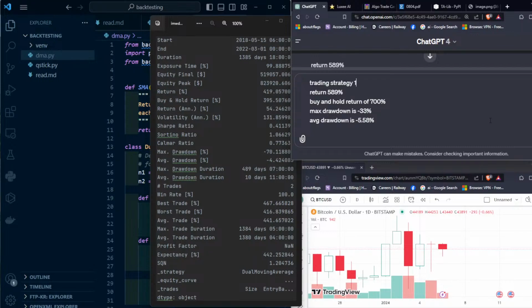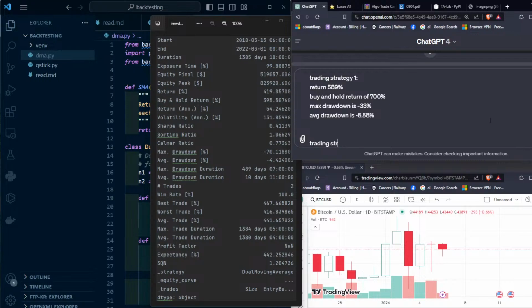Trading strategy 1. Okay, trading strategy 2 is return 419%. I am hold return percent. X drawdown. Yes, X drawdown is minus.